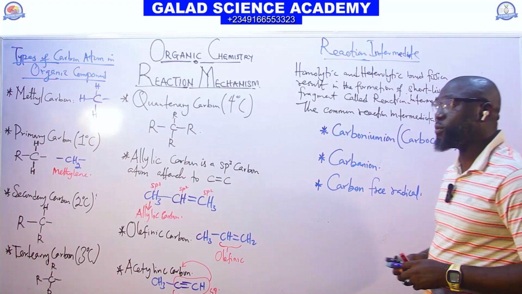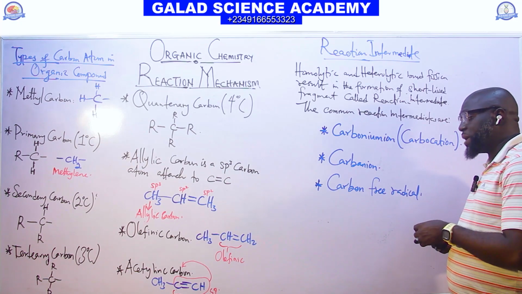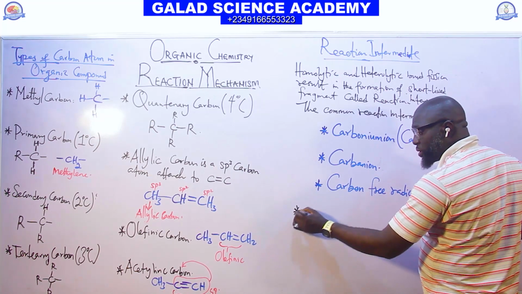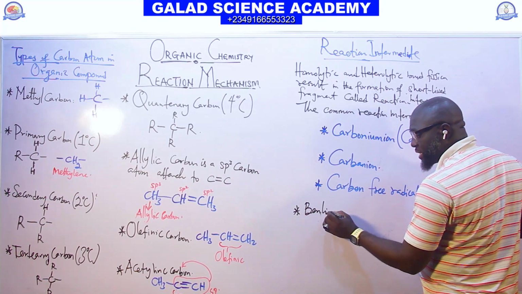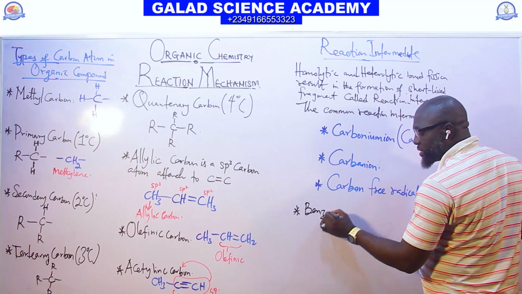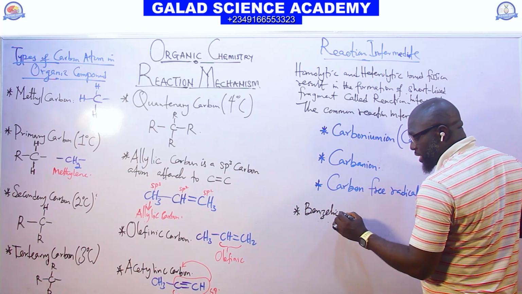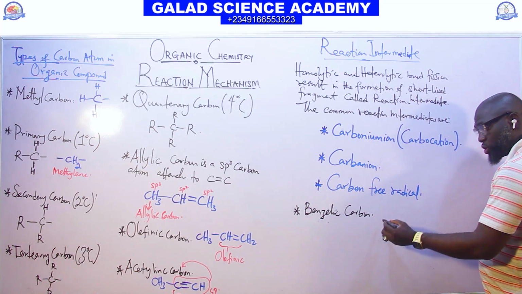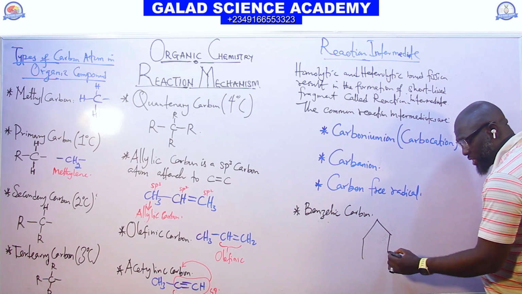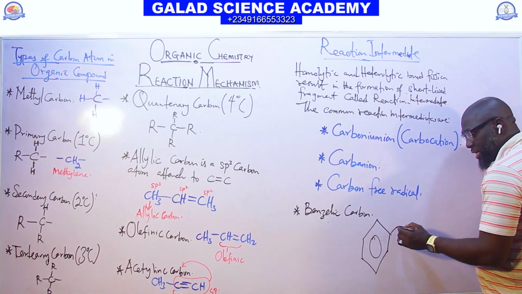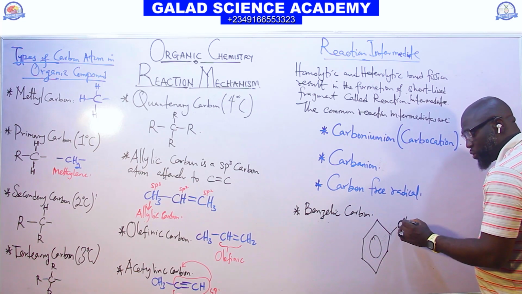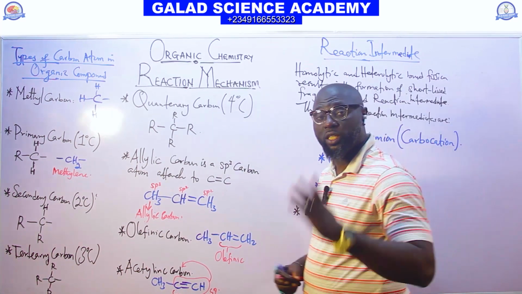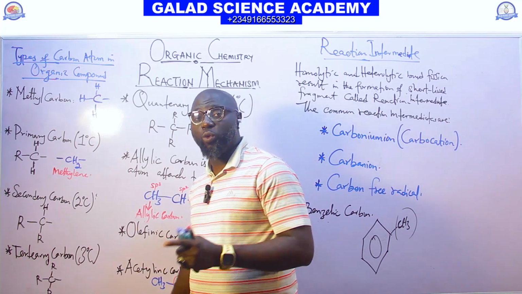And the last type of carbon we have is benzylic carbon. What is benzylic carbon? A benzylic carbon is a carbon atom that is attached to benzene. If you have a benzene in this form, this is the benzene, the carbon atom attached to it, you call it a benzylic carbon. So those are the types of carbon atom we have.